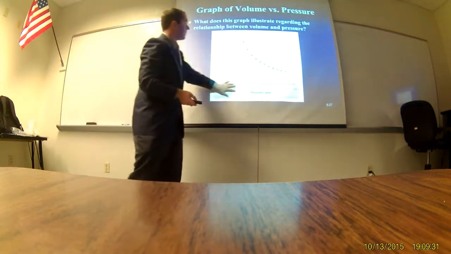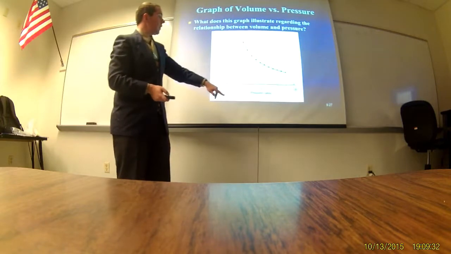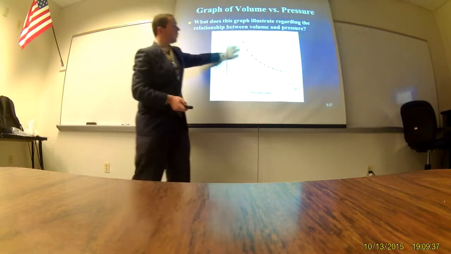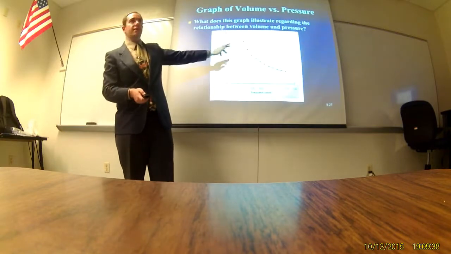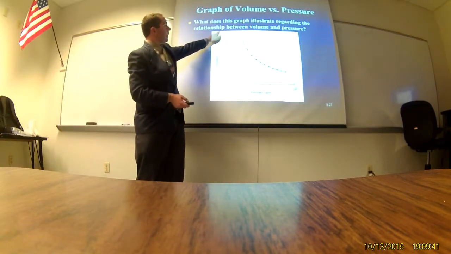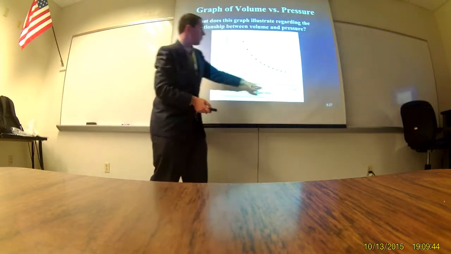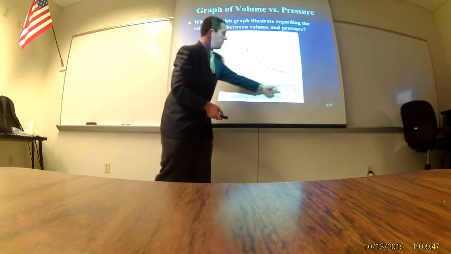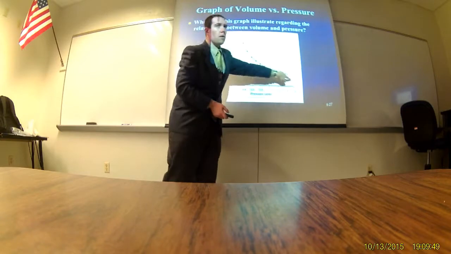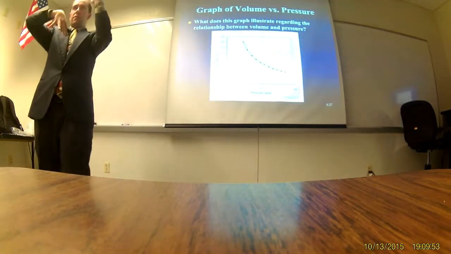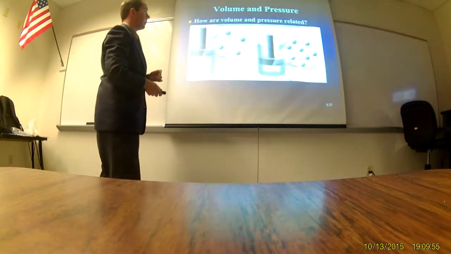So this is the graph showing the relationship between volume and atmospheres. Don't worry too much about it. It's just showing exactly what we talked about. As volume goes up, pressure goes down. As pressure goes up, volume goes down. Okay? It's directly opposite of each other. That's all you have to remember.